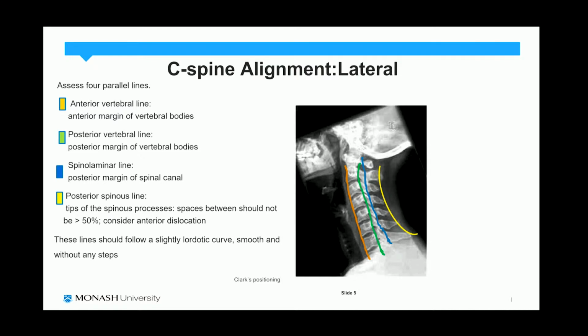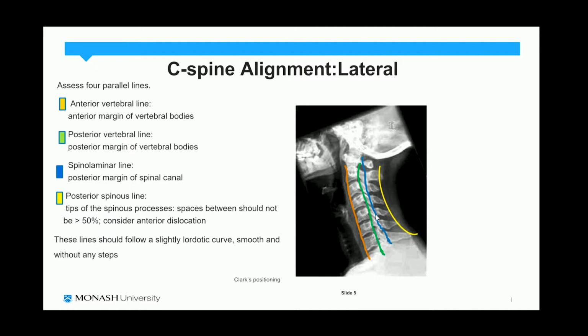The alignment of the C-spine is really important, in particular on the lateral view of the cervical spine. On this image, the orange line indicates the anterior margin of the vertebral bodies. The green line indicates the posterior margin of the vertebral bodies, and it is very important to assess if there are any steps in the cortex of the posterior vertebral line, as it is closely associated with the spinal cord.